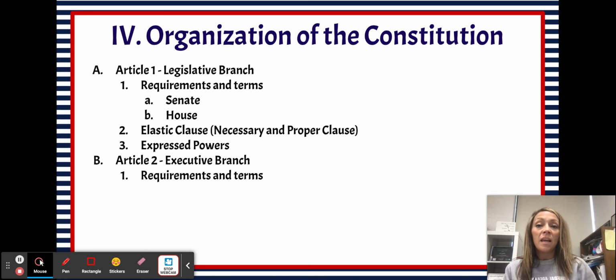Forgot about this one. If you are in the House of Representatives, you serve a 2-year term, and if you're in the Senate, it's 6 years, okay?